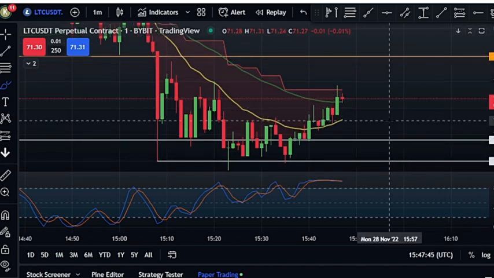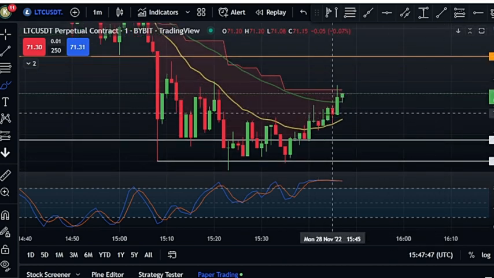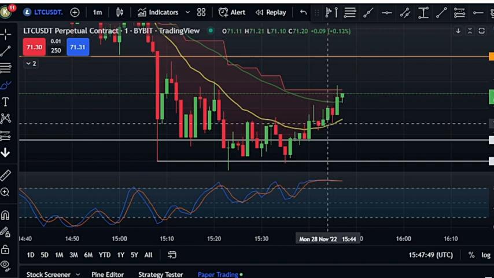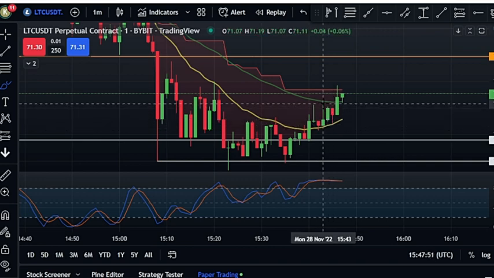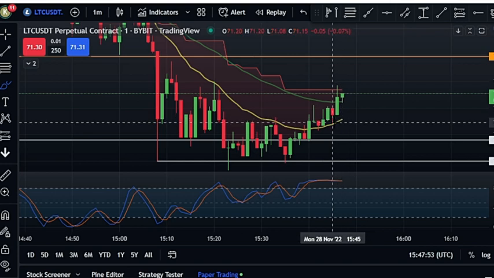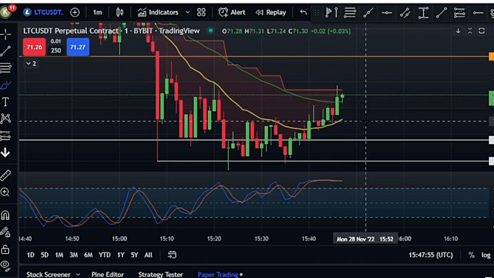So far on the 1 minute, the super trend is still red, and the yellow EMA is still below the green EMA, which is the 21 EMA below the 50 EMA.